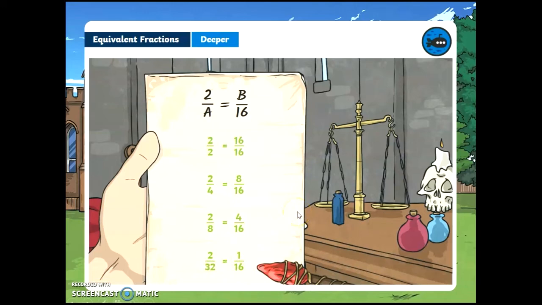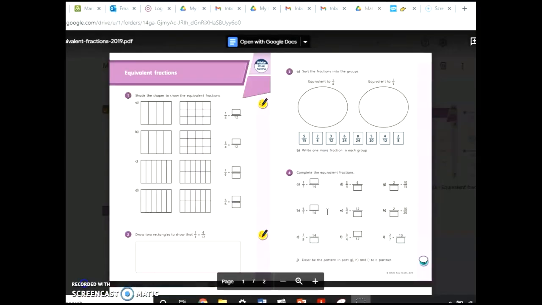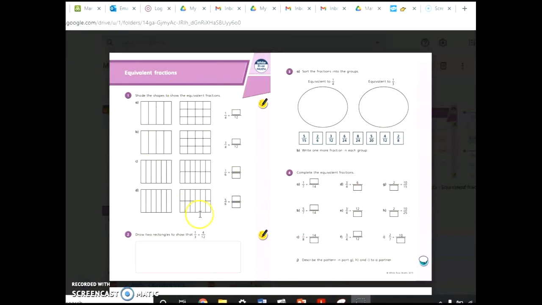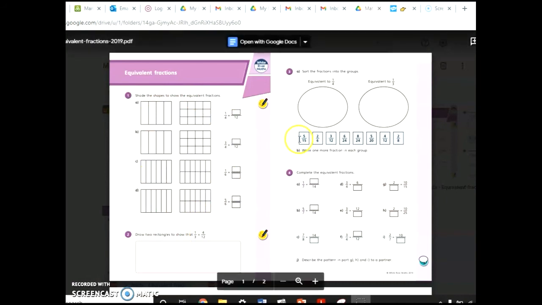Okay, so what I'd like you to do now is have a think about how you got on with your work yesterday. I'm just going to pause the video and I'm going to open up yesterday's work. Okay, so I'm here in the Google Drive. I'm hoping yesterday you've all had a really good go at doing some of these images here. Maybe had a go at drawing your own rectangles. Then have a go at sorting these fractions. This one you might have found a bit tricky.